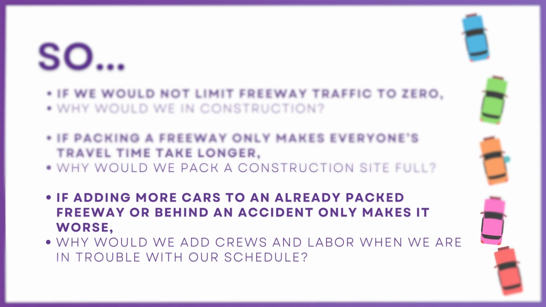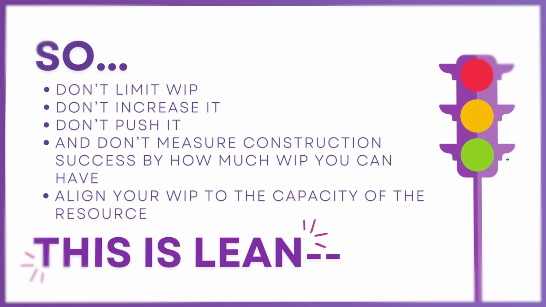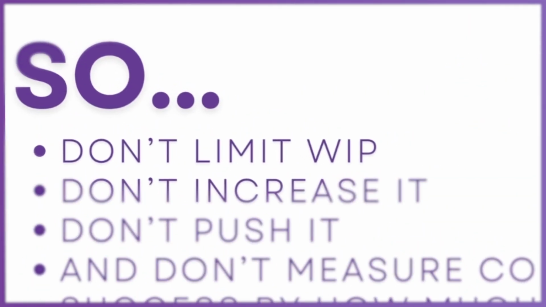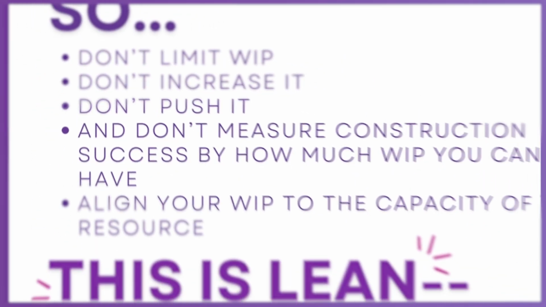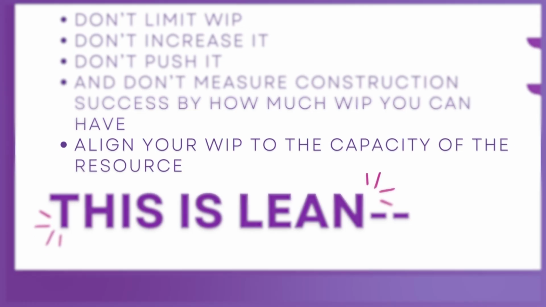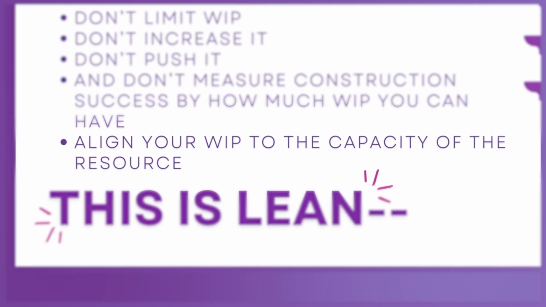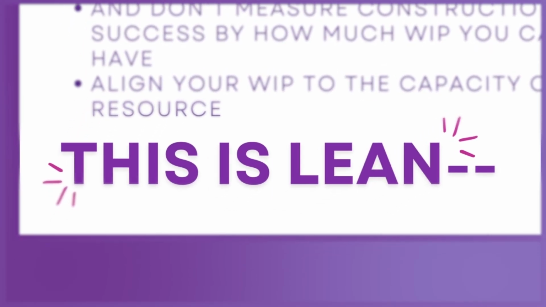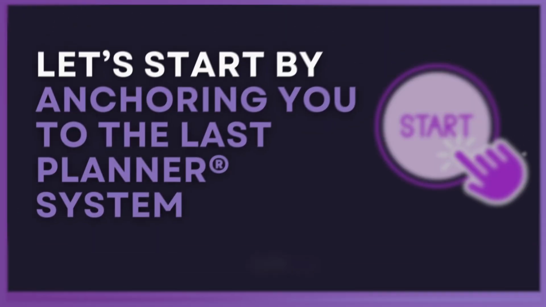And that's done all the time. So these are fair questions. And so we don't limit work in progress, we don't increase it, we don't push it, and we don't measure construction success by how much work in progress you can have. We align your work in progress to the capacity of the resources. This is lean. And so those four things are really key for us to understand.